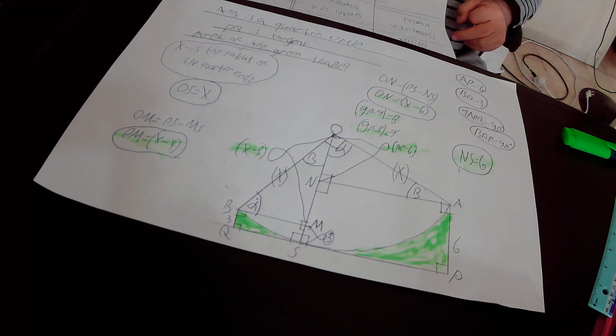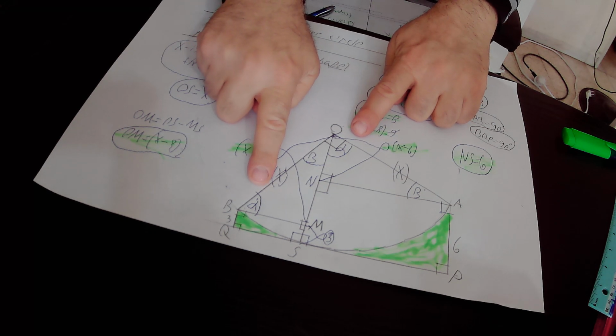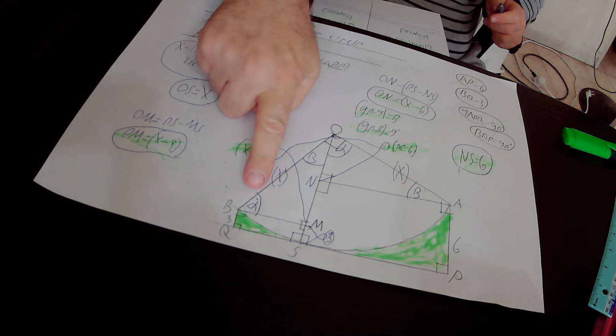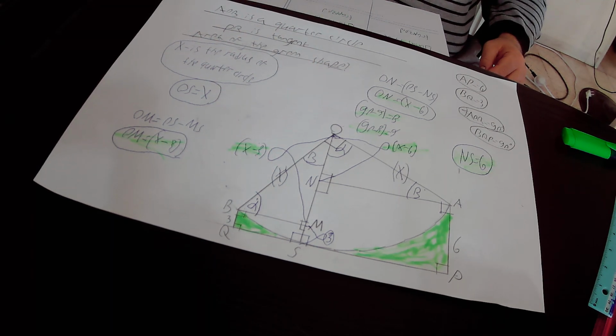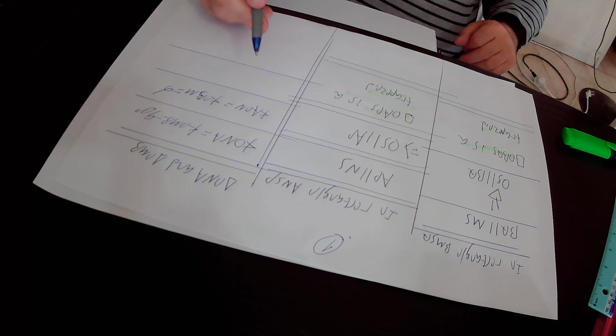In addition, those two angles are both equal to alpha, therefore they are equal to each other. So this is angle AON in the right triangle ONA, and it equals this angle, the actual angle OBM in the right triangle OMB. Repeat again: angle AON in the right triangle ONA equals angle OBM in the right triangle OMB. They are both equal to alpha, therefore they are equal to each other.